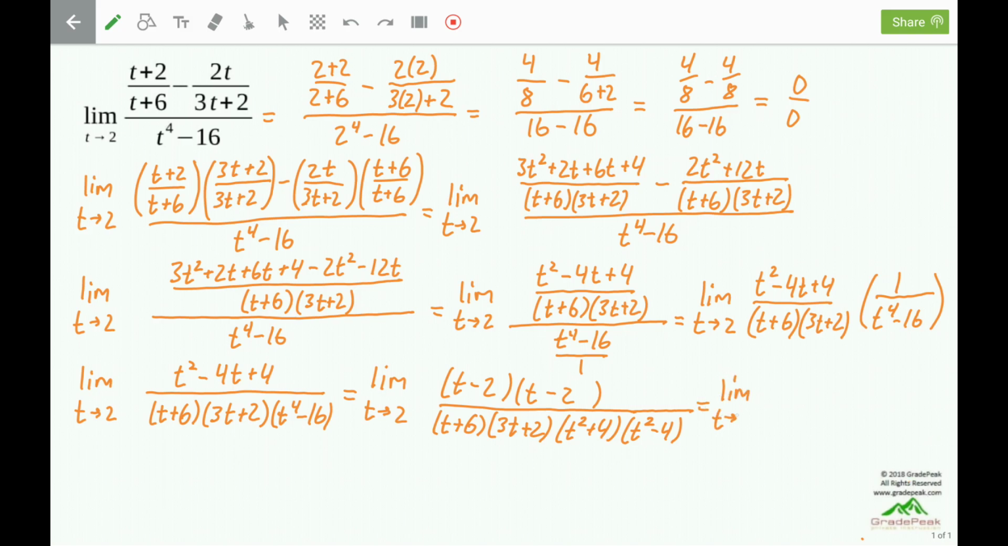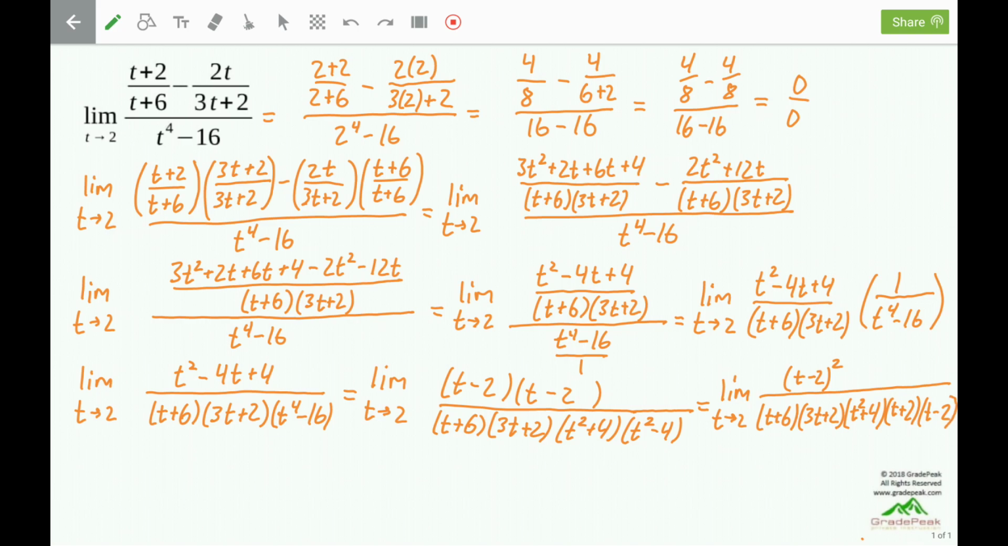And so we'll have limit as t goes to 2. In the numerator we have t minus 2 squared. In the denominator we will have a t plus 6, a 3t plus 2, a t squared plus 4, a t plus 2, and a t minus 2.